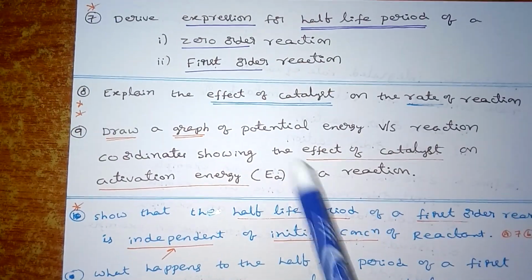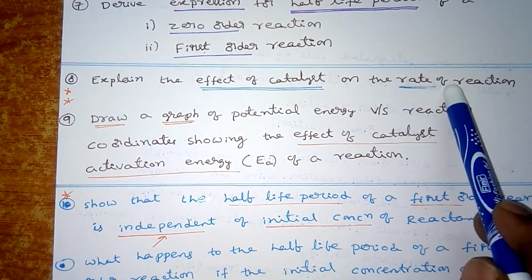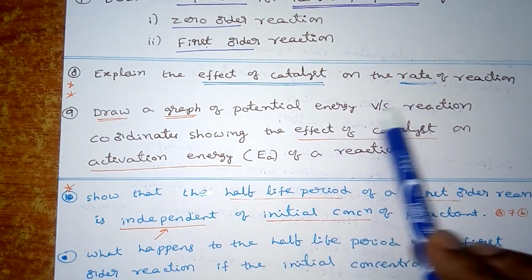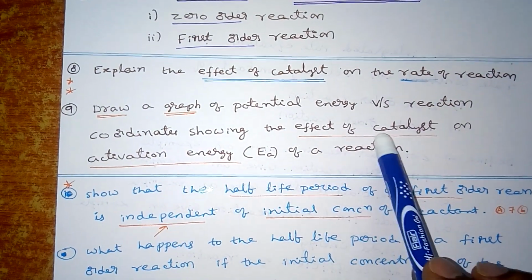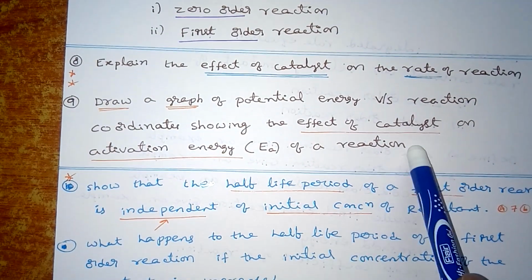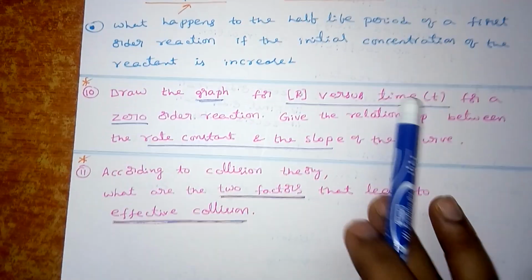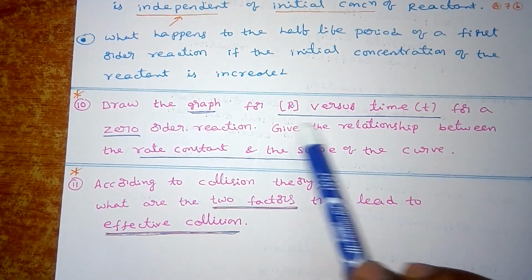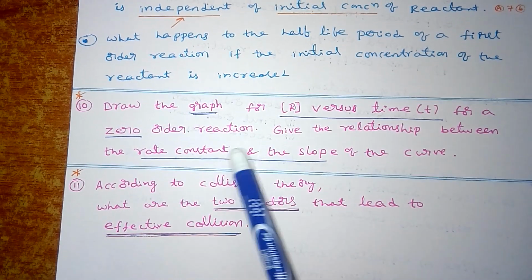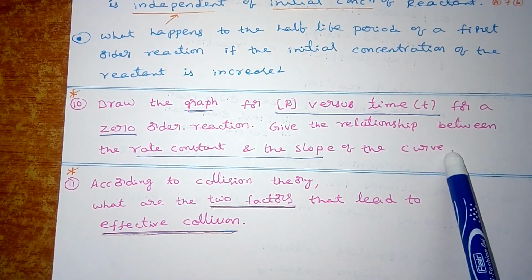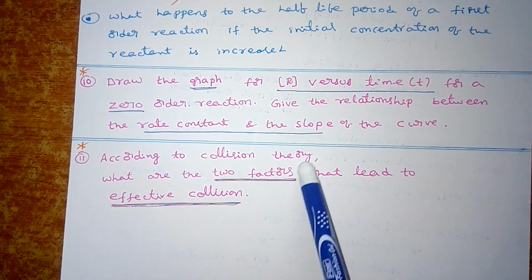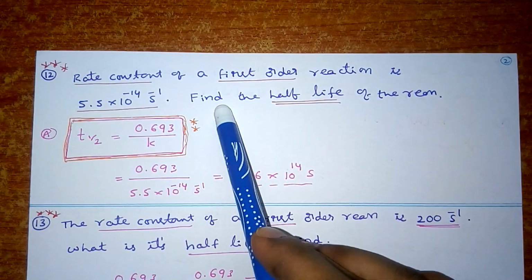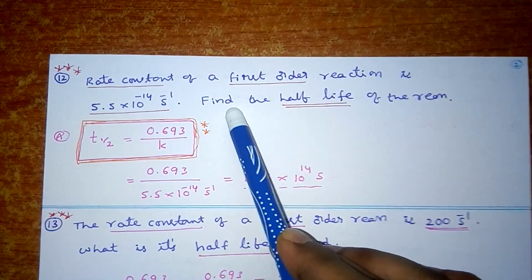Okay. Next, explain effect of catalyst on rate of reaction. Important. Next, draw a graph of potential energy versus reaction coordinate showing the effect of catalyst on activation energy of a reaction. Next, draw the graph for concentration of reactant versus time for zero order reaction. Give the relationship between rate constant and slope of the curve. Next, according to collision theory, what are the two factors that lead to effective collision? Again, this problem very important and very simple.